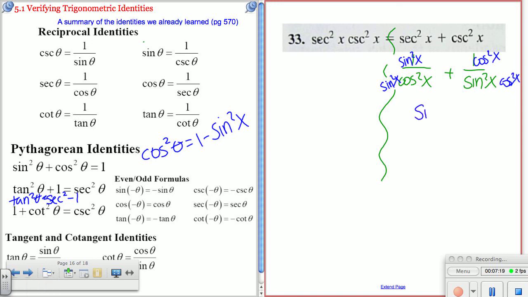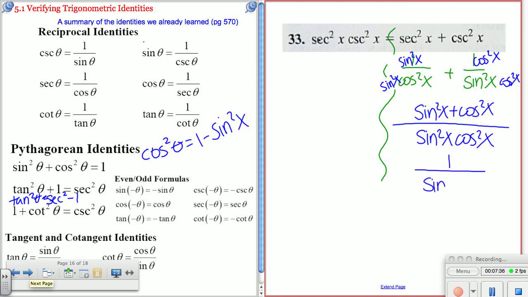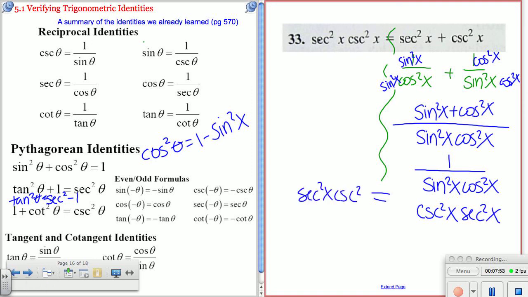So on the top, I'm going to have sine squared plus cosine squared, and on the bottom, sine squared times cosine squared. Now, sine squared plus cosine squared equals 1, so we get 1 over sine squared cosine squared. If I take the reciprocals of both of those, I get cosecant squared and secant squared. That looks more like what I wanted, and those are equal. You can see you're not always going to get there the first time around.